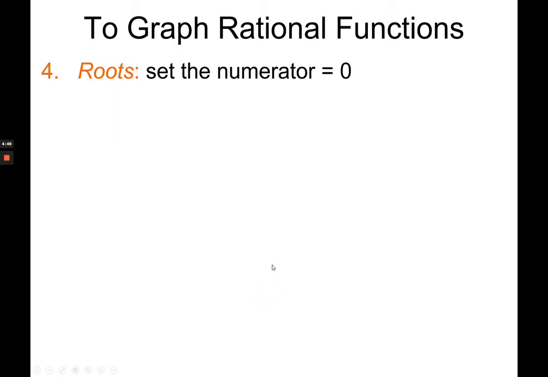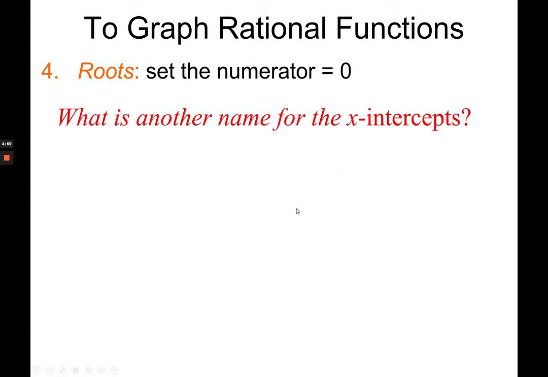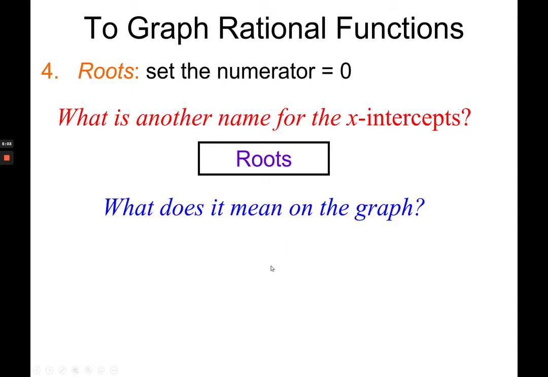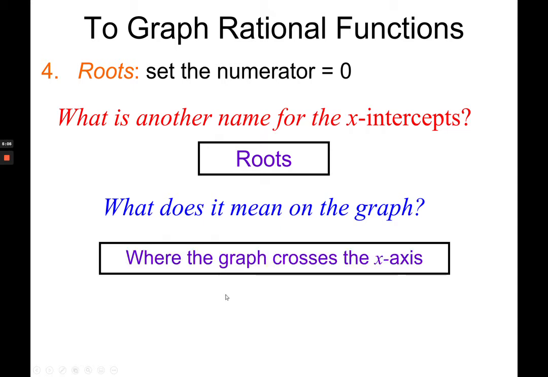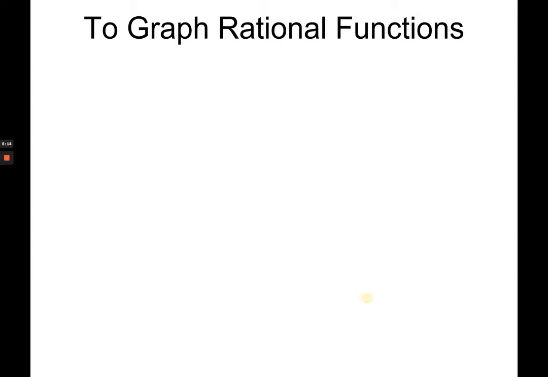Number 4, the roots can also help you determine the graph of your rational function. You simply set the numerator equal to 0. What is another name for the x-intercepts? It's actually the roots. What does it mean on the graph? Well, it is where the graph crosses the x-axis. So this also helps us in graphing. It is the intersection of the graph on the x-axis.